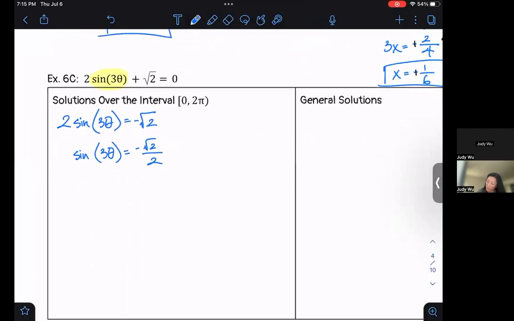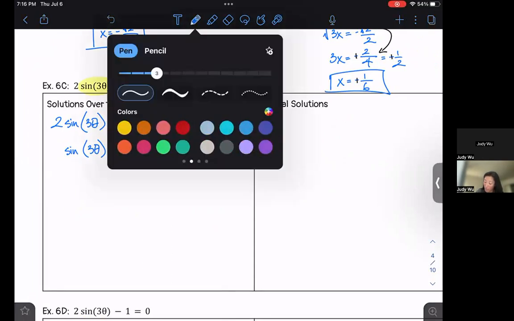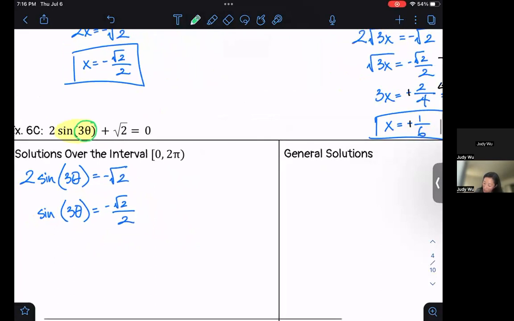Now, with these kinds of equations, it's actually easier if we start with the general solution. What I mean by these kinds of equations is when I have sine of something that's not just theta. It might be sine of 5 theta or sine of 2 theta, or it could even be cosine of 7 theta, something where it's not just theta. In these cases, I'm going to suggest that we go ahead and do this first.